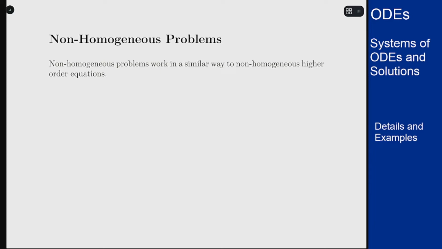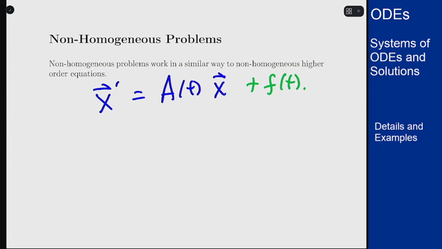In this video, we'll talk a little bit about non-homogeneous problems in terms of linear systems of ODEs. So the idea of a non-homogeneous problem in a linear system works in a very similar way to non-homogeneous higher order equations like second order equations. The idea is that our homogeneous problem looks like vector x prime equals a matrix A, potentially of t, times vector x, and our non-homogeneous problem adds a plus f of t onto the end.